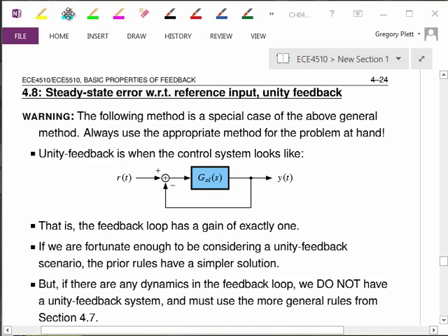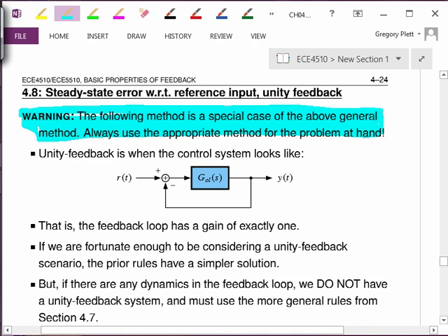I have a warning up front: the method that we're going to look at here is a special case, so please always use the appropriate method for the problem at hand. The reason for this warning is that the method we're going to come up with for this special case is quite a bit easier, quite a bit more straightforward than the method we looked at before. And so the temptation is always to use the special case method when in fact it doesn't always apply.